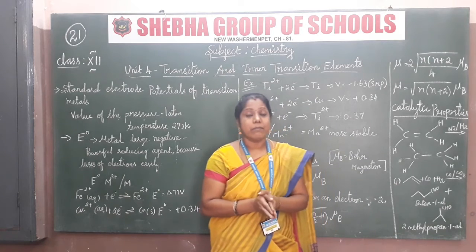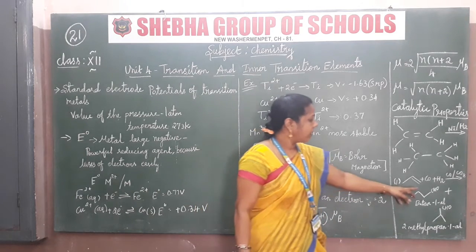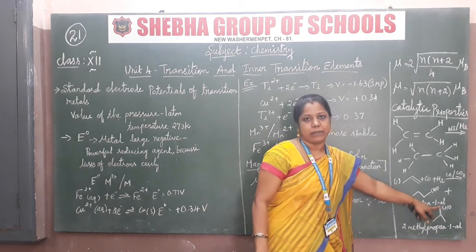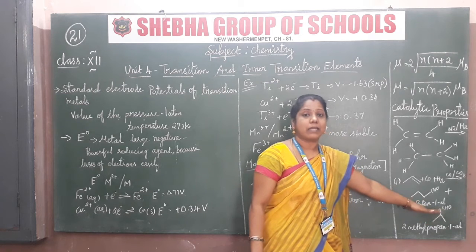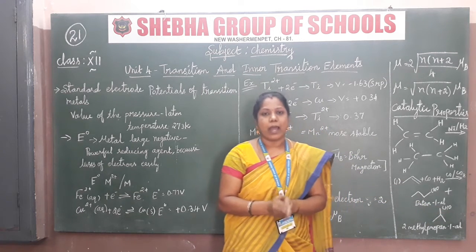So this is, al means aldehyde groups. Aldehyde groups have to add for Al. So already learnt in the 10th standard, for aldehyde group have to add Al.